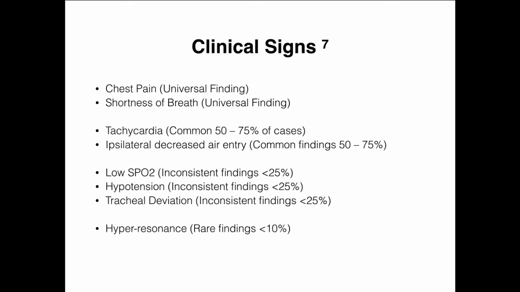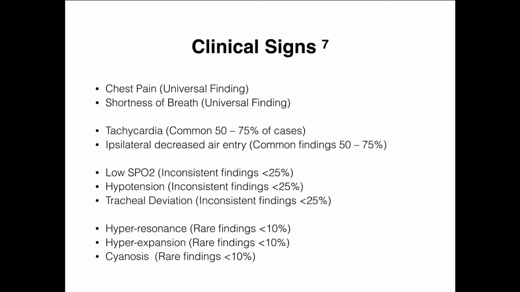Hyperresonance is a rare finding, so the classic drum sound people expect is less than 10% of the cases. Hyperexpansion, so a slight inflation on the affected side, again less than 10%. And cyanosis, again being quite a rare finding. So when we look at those clinical signs, it's quite useful to see that it can be tricky to pull them out.